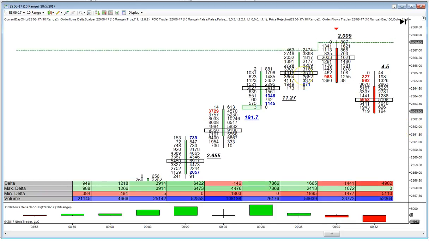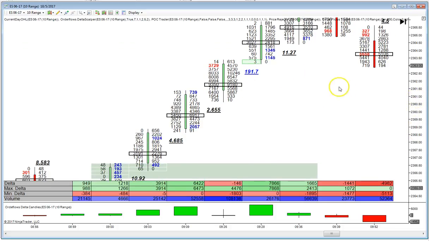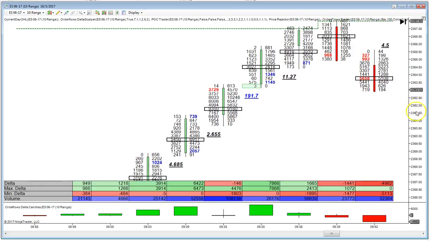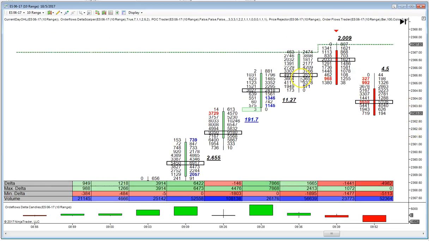And I'm starting to wonder, hey, are we going to take out this high or not? You've got rising points of control at this point, and you don't have any reason to be getting short in this move up at all. I mean, you do have a small delta here, minus 146, but the bar is still green. Why do you have a negative delta?